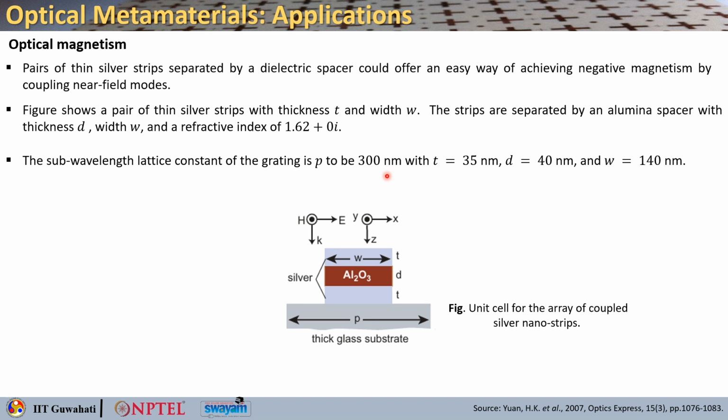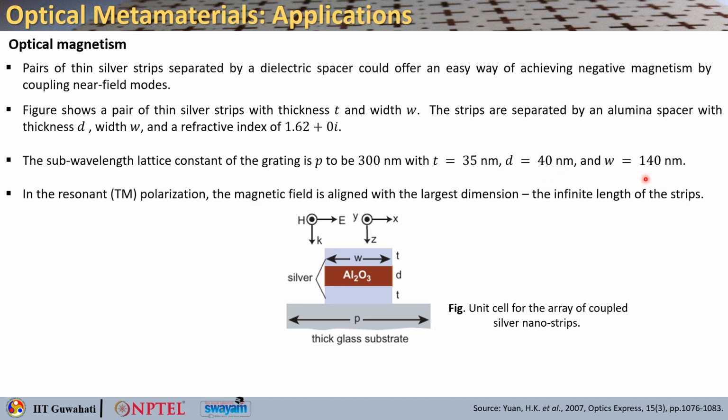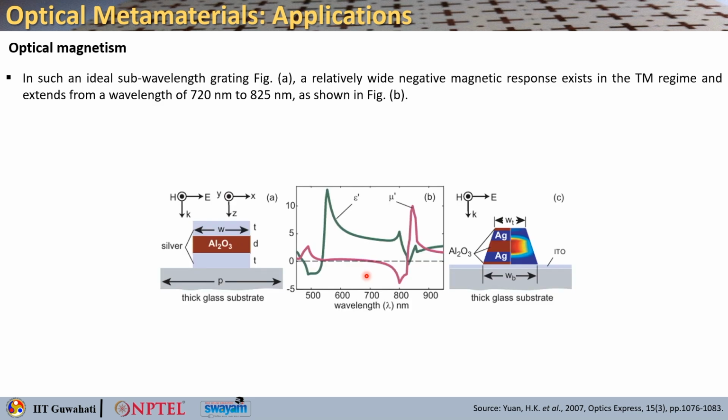This period P is given as 300 nanometer, and these are the other parameters: T equals 35, D equals 40, and W equals 140 nanometer, right. And they have considered resonant TM polarization. In that case the magnetic field is aligned with the largest dimension, that is, along the infinite length of the strips.